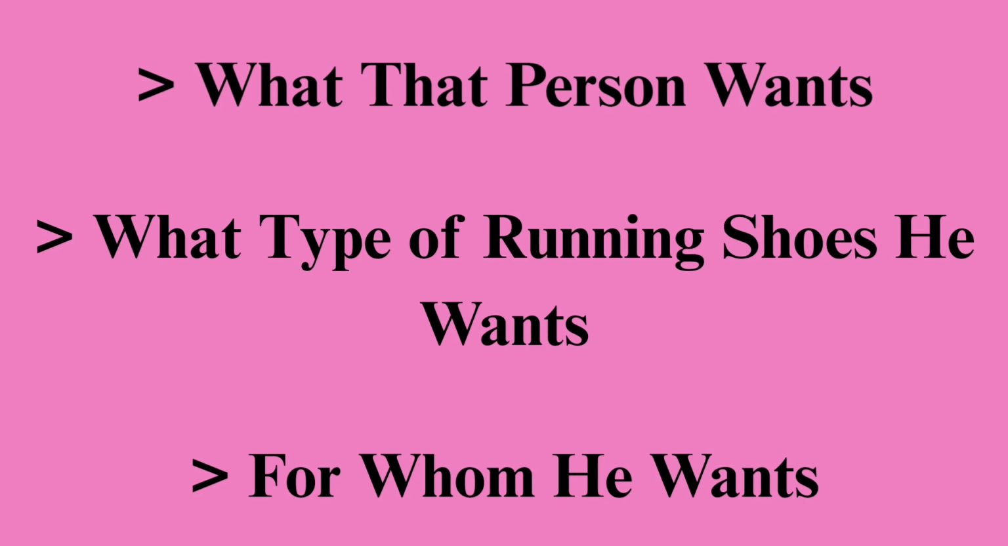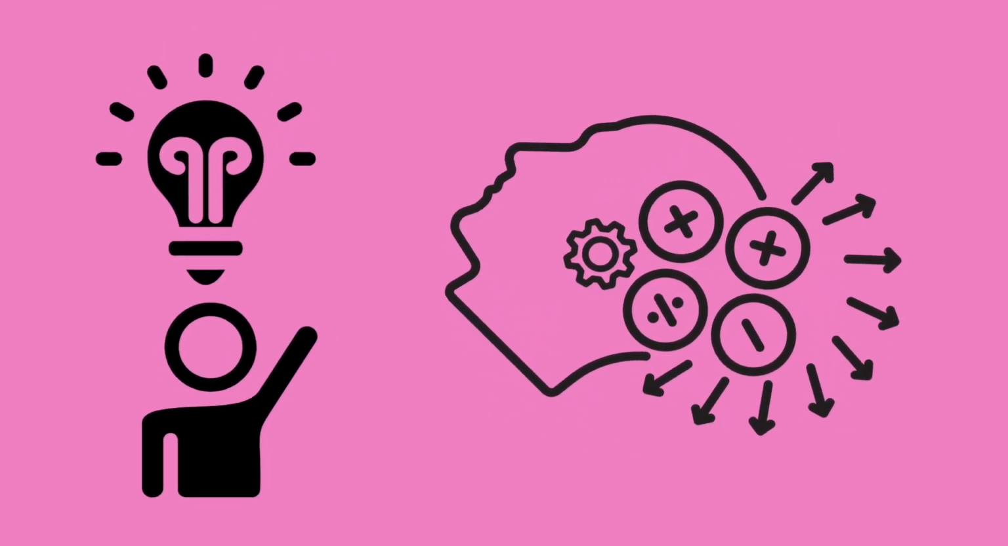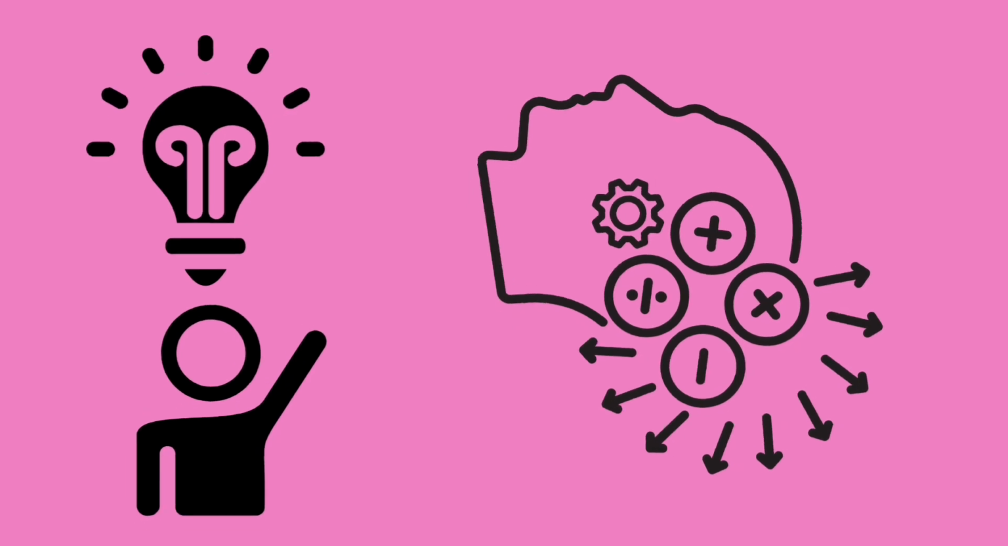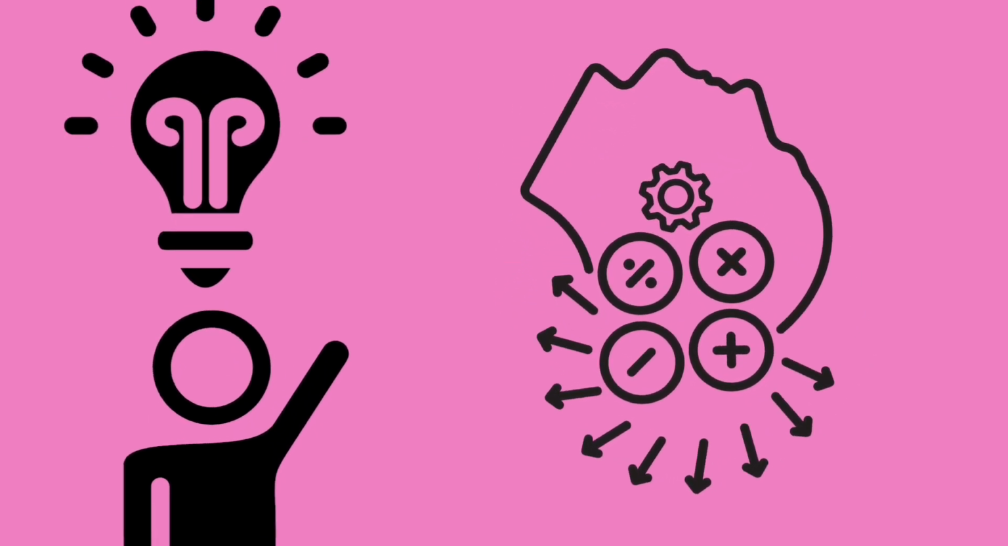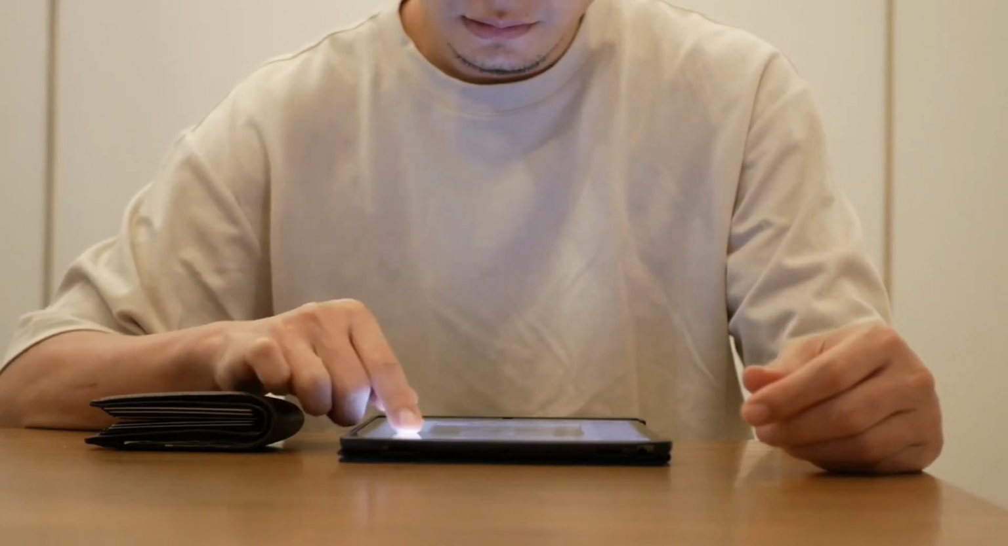He wants shoes. What type of shoes he wants? He wants best running shoes. For whom he wants? He wants for women. Now we have cleared these things, means we know which product he wants to see specifically. So if your website has running shoes for women and in best quality, then your page is for that query.